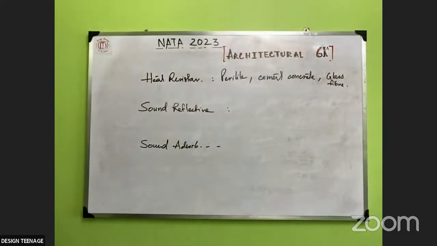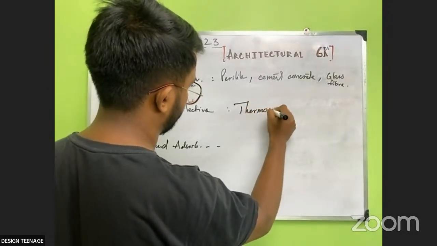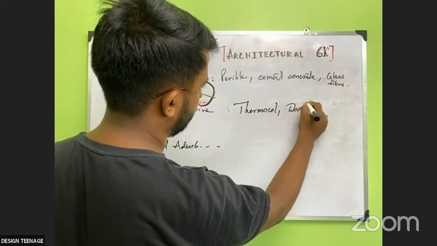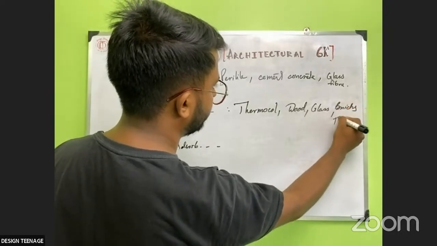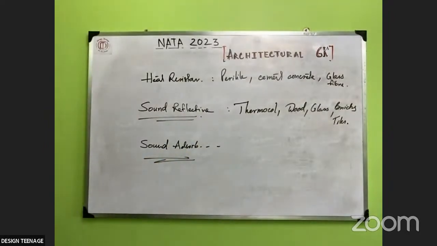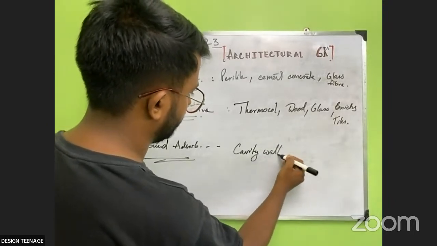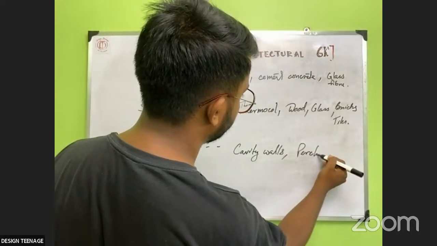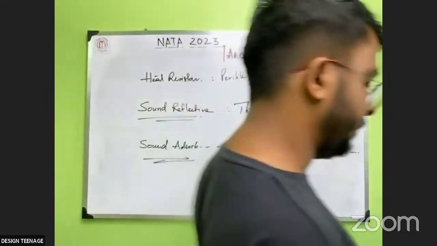What is sound reflective material? We need to know this as well. Thermocol, wood, glass, bricks, tiles. These are sound reflective. What are the sound absorbative materials? They are cavity walls, fabric, foam, perilite, cement, etc. So these are some of the things that we need to know.